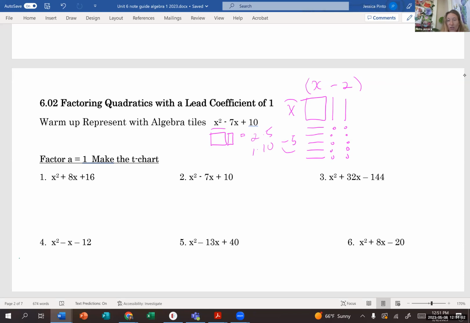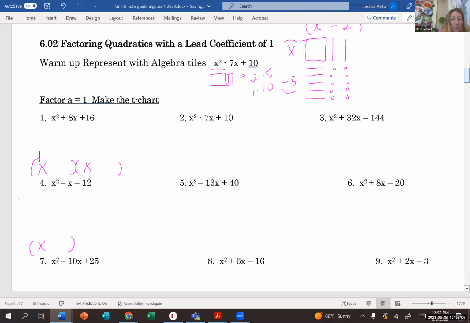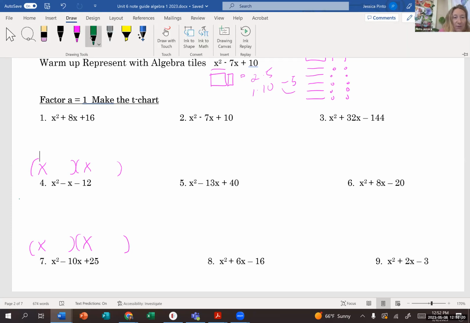In order for us to do this, what we need to do is create a t-chart. We know that all of our answers are going to look like this: parentheses, x something, parentheses, x something. So we're going to pay attention to a lot of different factors: the sign, the numbers and the signs. And so let's get started on our first example.